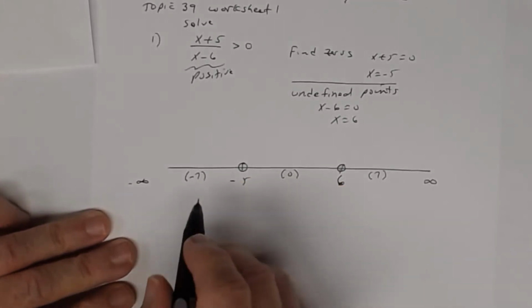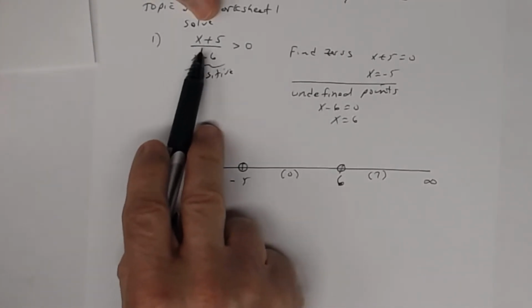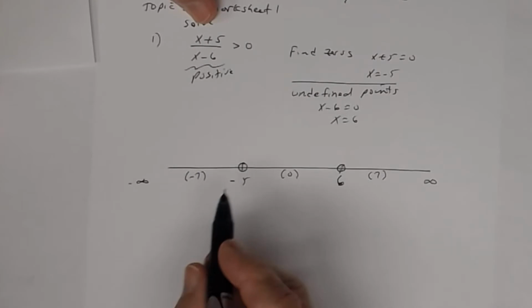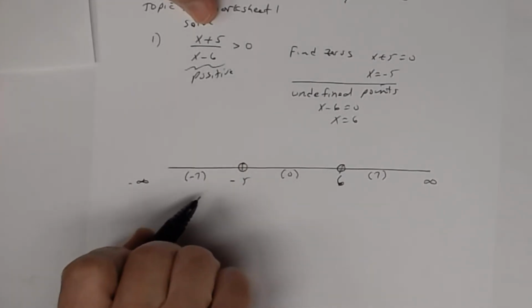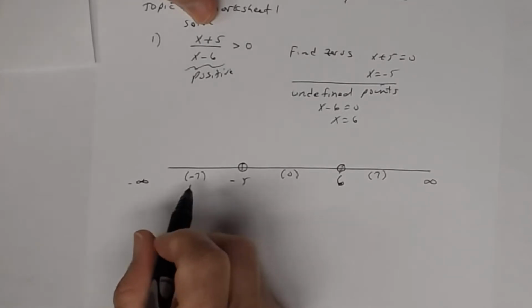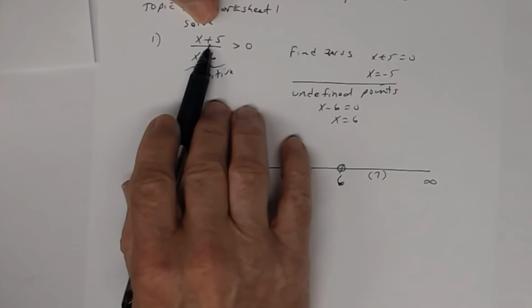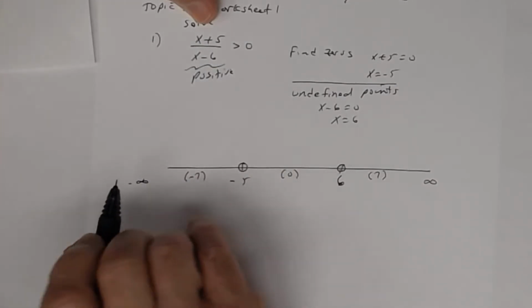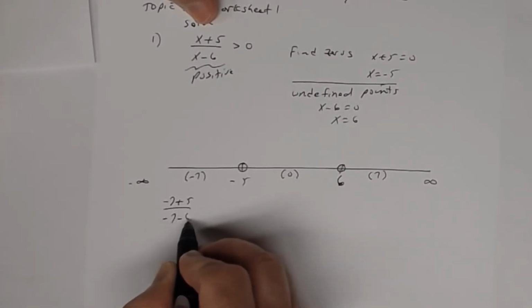All right, so let's go back to the original problem here, because it could not be factored, so we have to resort back to this one. And I'm going to do the work right here. In place of x, I'm going to substitute -7. And all you're doing is determining the sign of each of those factors. Notice a factor in the numerator is x plus 5. The factor in the denominator is x minus 6. So -7 plus 5 divided by -7 minus 6.